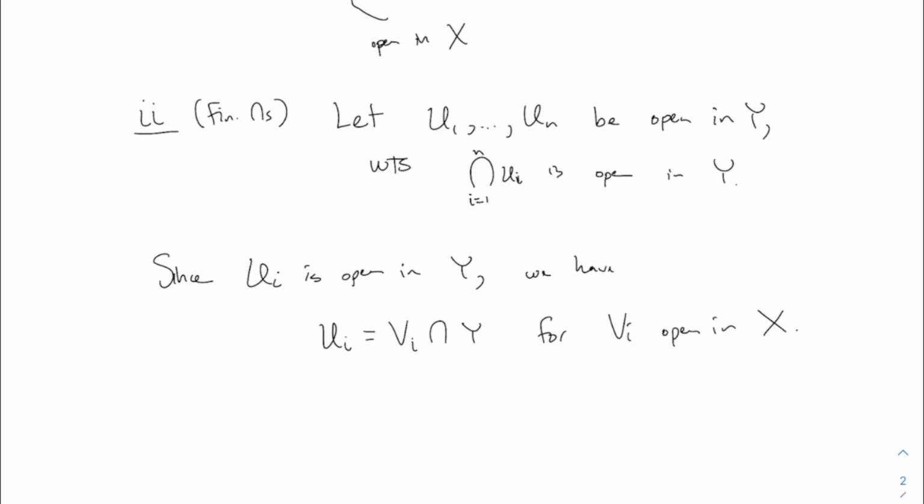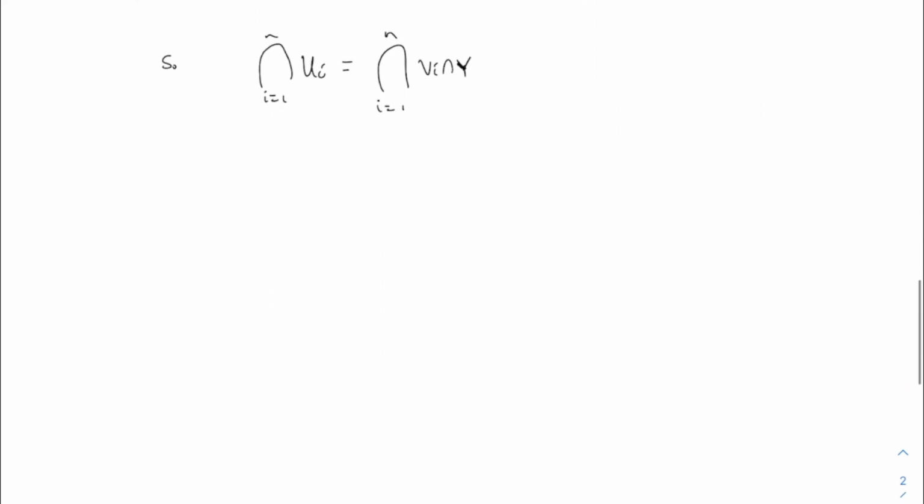All right, can we do some magic with this then? I'm just going to plug that in here. What I want to show is something about this big intersection. So I can say the intersection of U_i, i equals 1 to n, is actually the intersection of V_i intersect Y, i equals 1 to n, right? Can we simplify this at all or rewrite this somehow? This is a big intersection of individual things being intersected with Y. Anybody feel like we should be able to rearrange this?